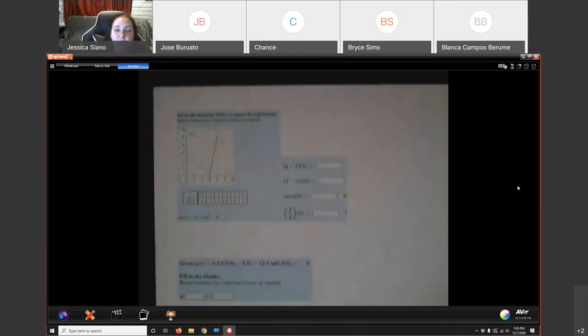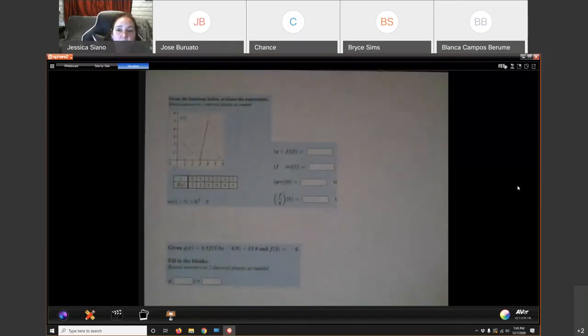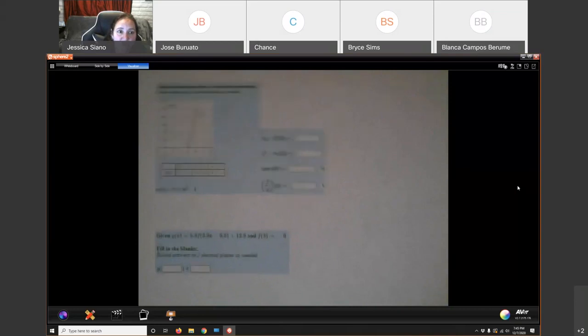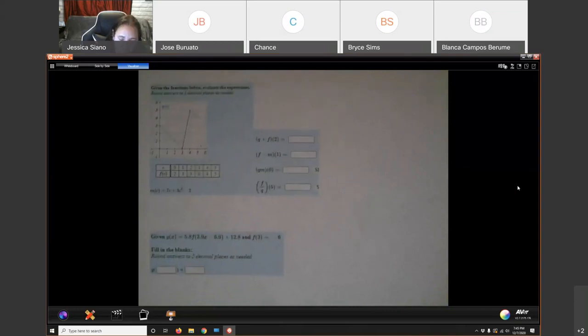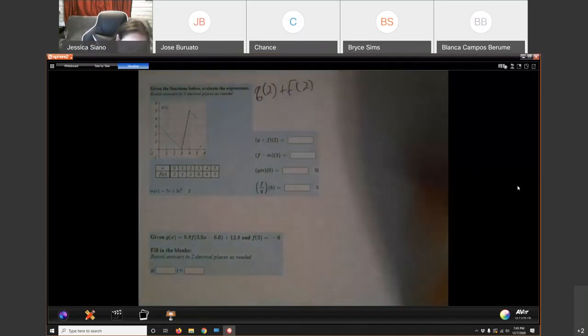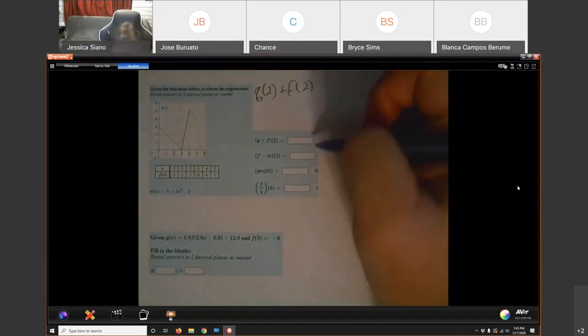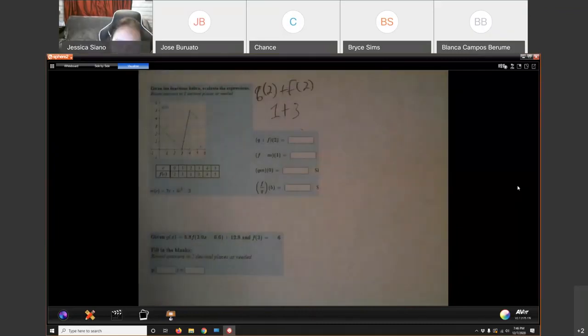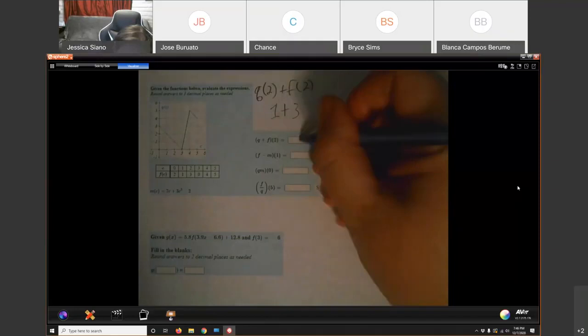Okay, so here we have 3 functions, q, f, and m. And first we need to do q plus f of 2. So that's q of 2 plus f of 2. And so Q of 2 is 1. And then F of 2 is 3. So Q of 2 plus F of 2 would be 4.